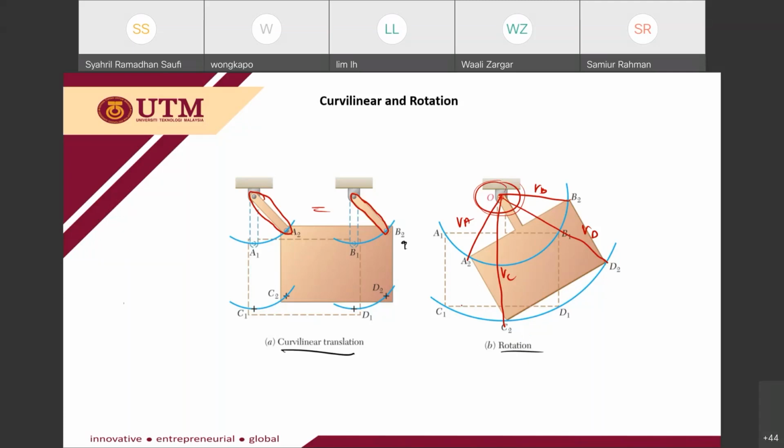You can notice that the path from C1 to C2 and D1 to D2 is different from the path of A1 to A2 and B1 to B2. The distance covered is different, and it has a fixed axis of rotation. So this is the difference, and this is how to determine whether the system moves with curvilinear translation or rotation.